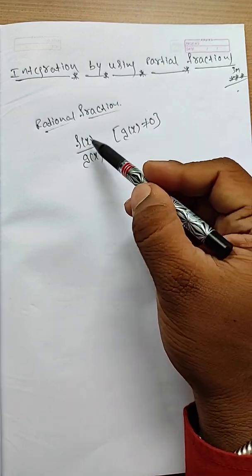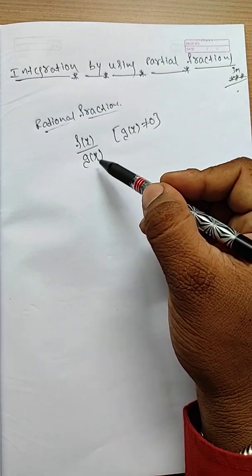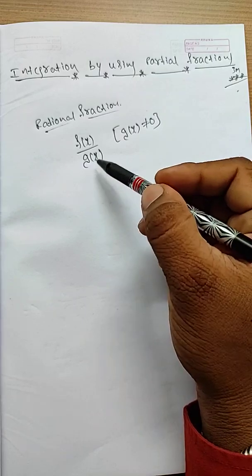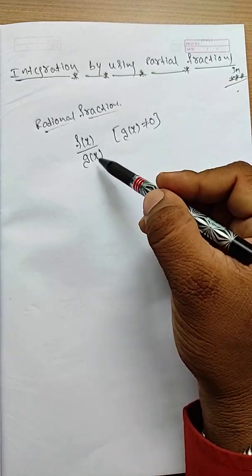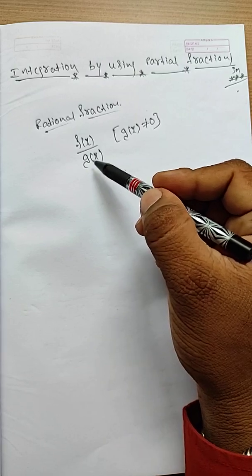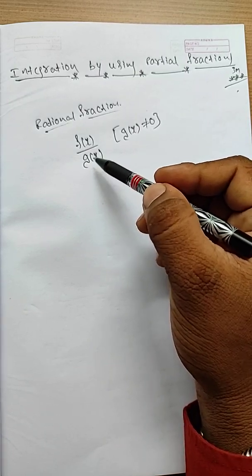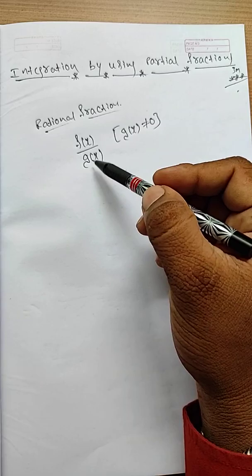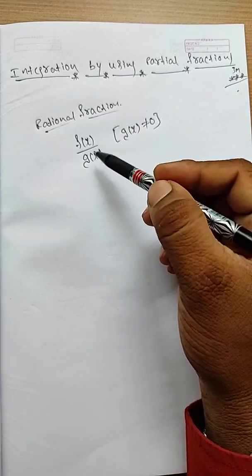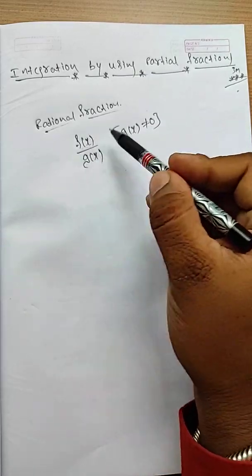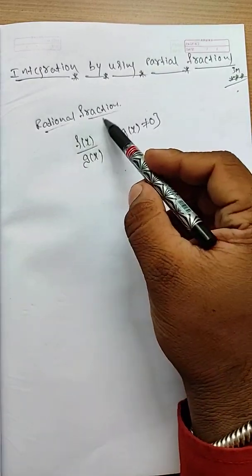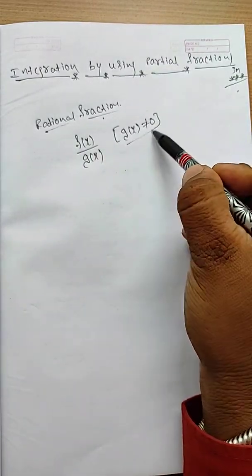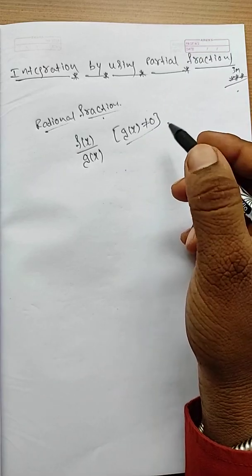Then f of x by g of x we call it the rational fraction. Is it clear? Once again, let f of x and g of x be any type of polynomial. It may be cubic, quadratic, biquadratic, penta, hecta, octa, any polynomial. If it is in the form of numerator by denominator, then we call it a rational fraction, and the condition is g of x is not equal to 0.